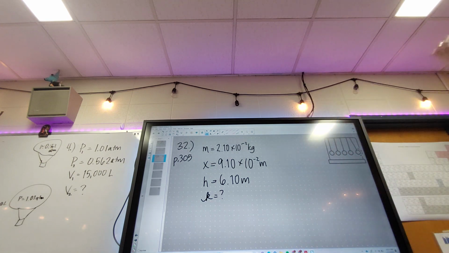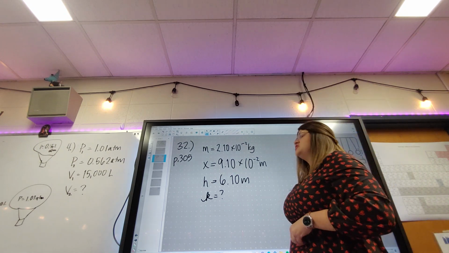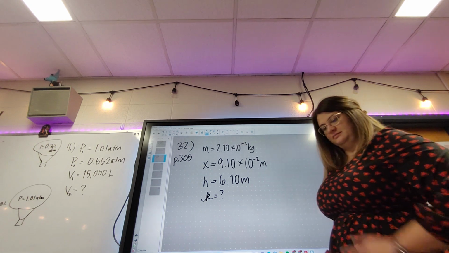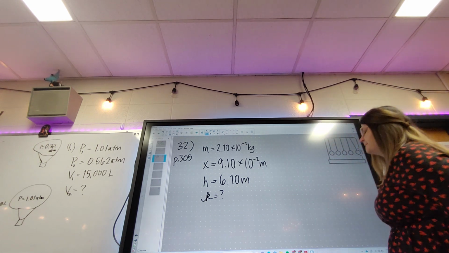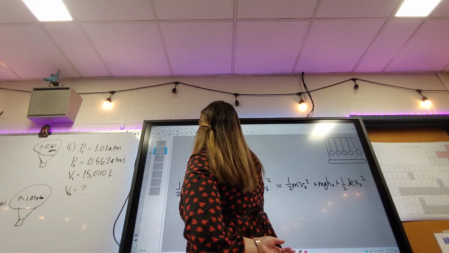The mass of the bullet. X is the stretching of the spring. You have to determine if these are final or initial. Okay, well, mass is obviously constant.